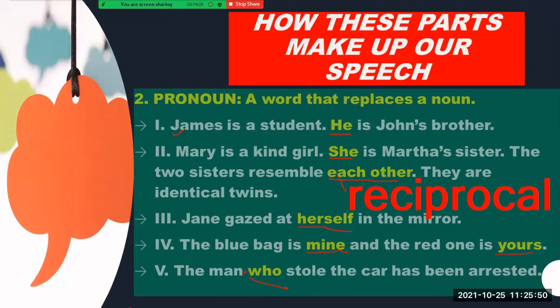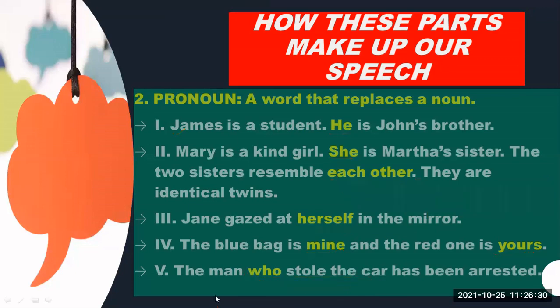All right, so if we put a full stop here and then raise a question, if we say the man, the listener will ask which man, and we say who stole the car. So the relative clause here is who stole the car, and it begins with the relative pronoun who. There are other relative pronouns such as which, that, whose, whom. These are relative pronouns.